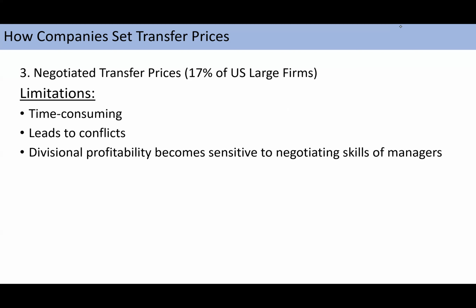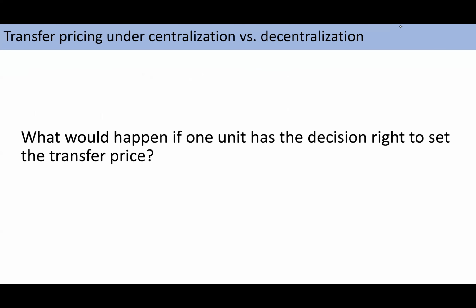So for all of these three different transfer price methods, you don't really have to memorize the specifics of each case, but you do have to understand what types of transfer price setting methods are out there for the exam. So in the next video, let's look at a situation of what the firm profit would look like when one unit, in our case the selling unit, has the decision right to set the transfer price.